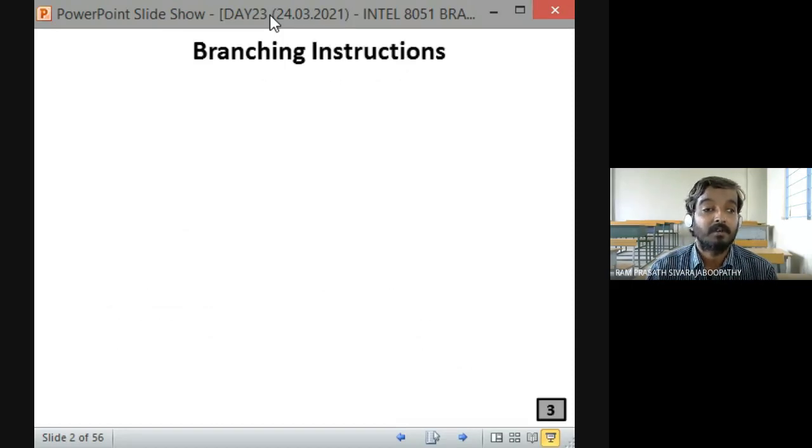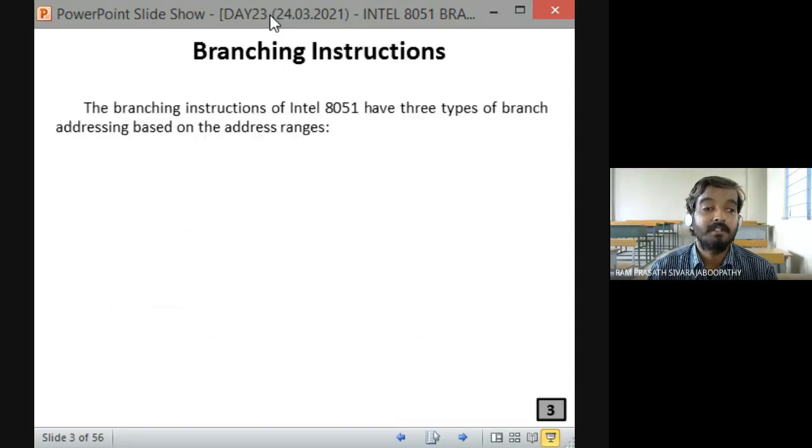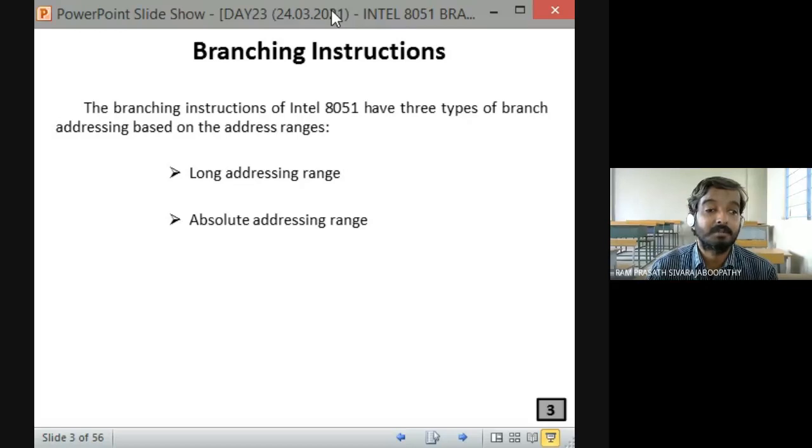So in branching instructions, we have told 3 types of addressing. Can you people type it in the chat? What are the 3 types of addressing modes we have in the branch instruction? Kindly type it in the chat. Yes, very good, Dixon. Relative, absolute, long. So long addressing range, absolute addressing range, then relative addressing range.